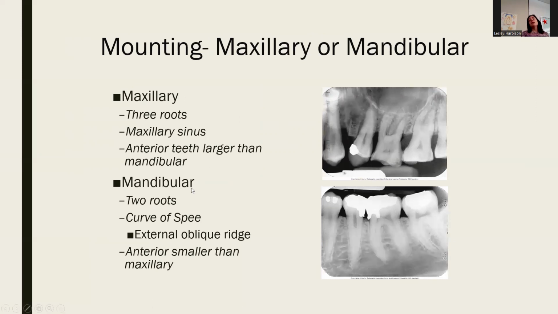For the mandibular PAs, mandibular molars just have the 2 roots, and they're usually very clear and obvious. Of course, there could be an anomaly, but in general, there's just going to be 2 roots.